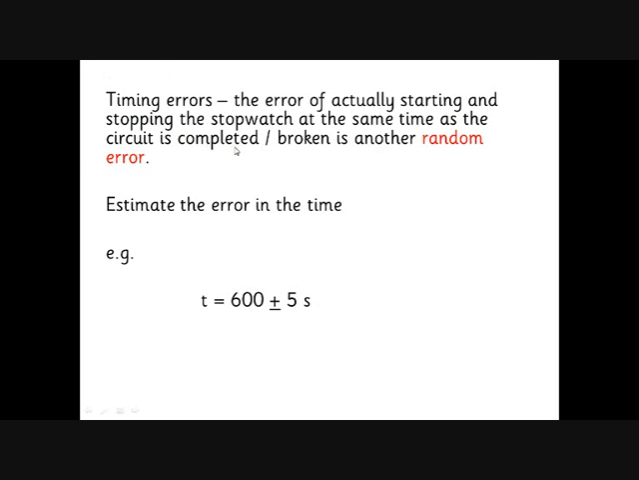Okay, there's timing error. This is a kind of error which is another sort of random error. So 10 people might do that experiment and they might all say they've done it for the same time, for 10 minutes in this case, 600 seconds. But, you know, some people might be the person breaks a circuit and says, okay, stop, and the other person might say, okay, stop, and then the person breaks a circuit. So we might end up 5 seconds out.